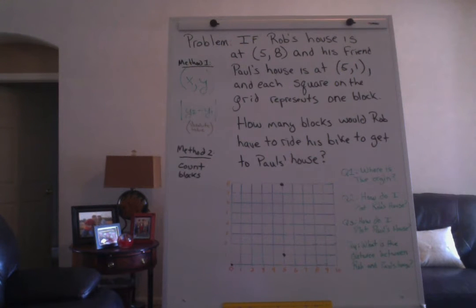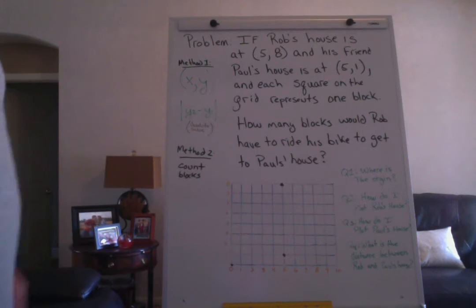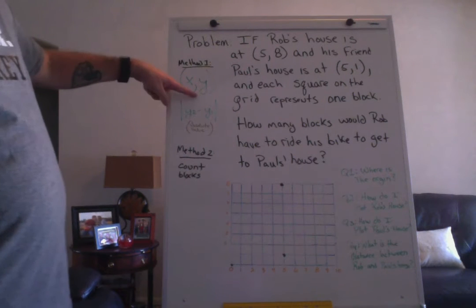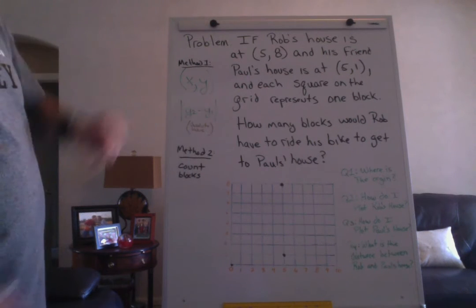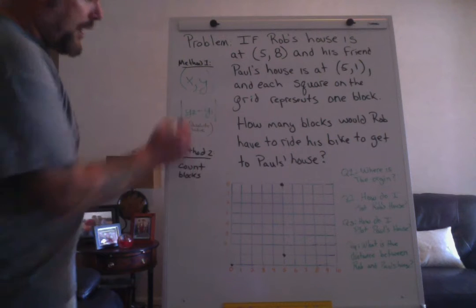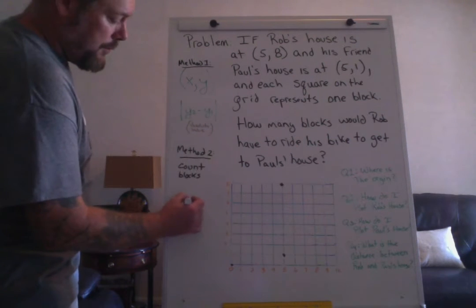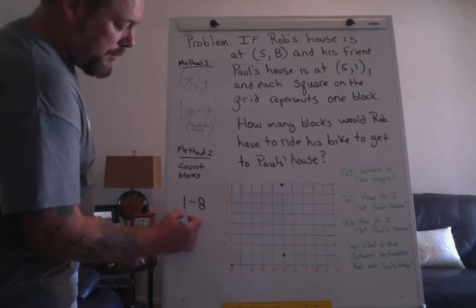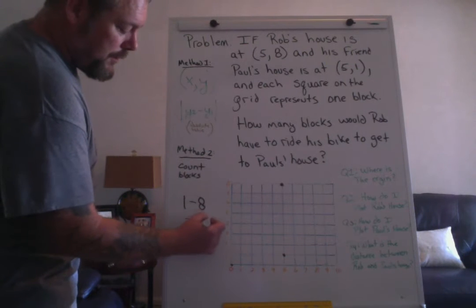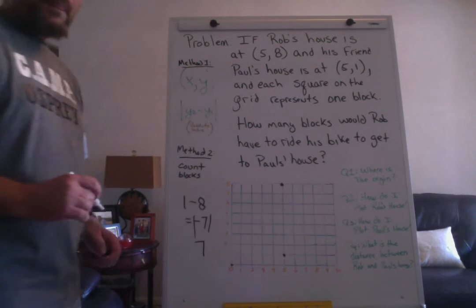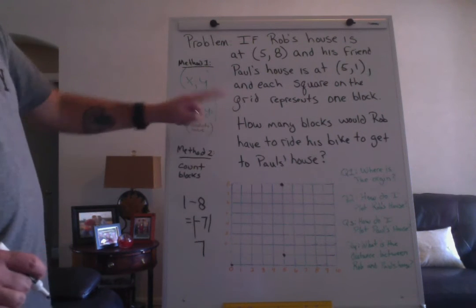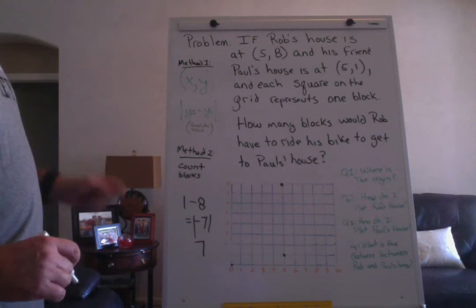The final question you have to ask is, what is the distance between Rob and Paul's house? Well, we can do it in two ways. The first way is from the y component. Since the x is the same, we take y2 minus y1, and in this case the absolute value of that is 1 minus 8, which equals -7. But the absolute value of a negative is a positive. So the distance between Rob and Paul's house is 7.